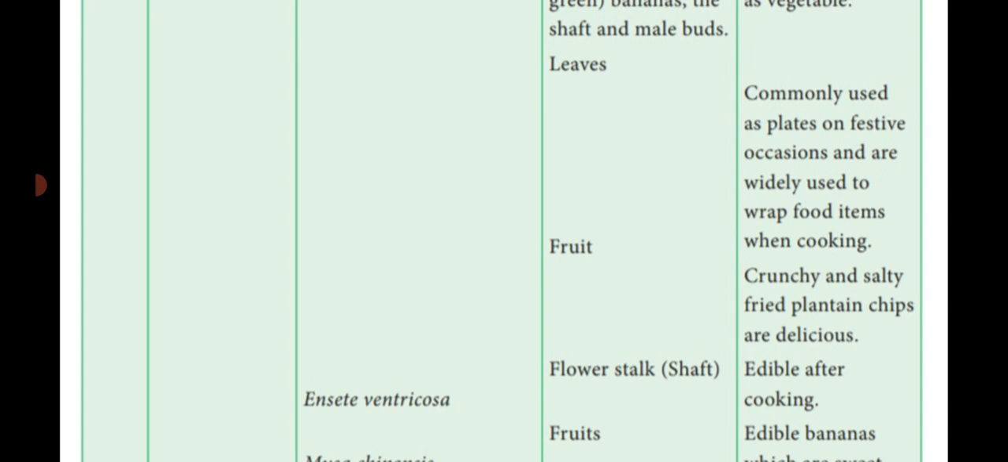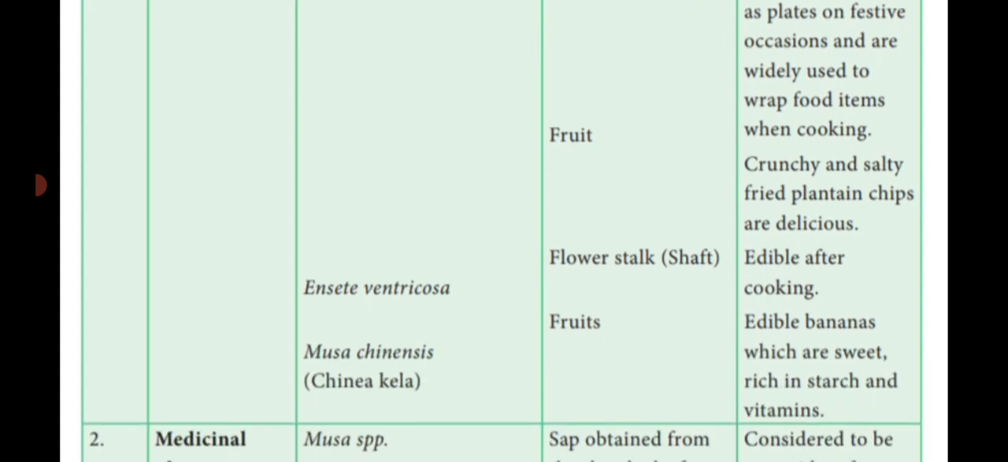Fruit when cooking: crunchy and salty fried plantain chips are delicious. We make banana chips, isn't it? That is said to be crunchy and salty fried plantain chips are delicious. Flower stalk, that is, what is that one? Shaft, edible after cooking. Ensete ventricosum is a fruit, edible bananas. Musa chinensis is known as Chinia kela, which are sweet, rich in starch and vitamins.